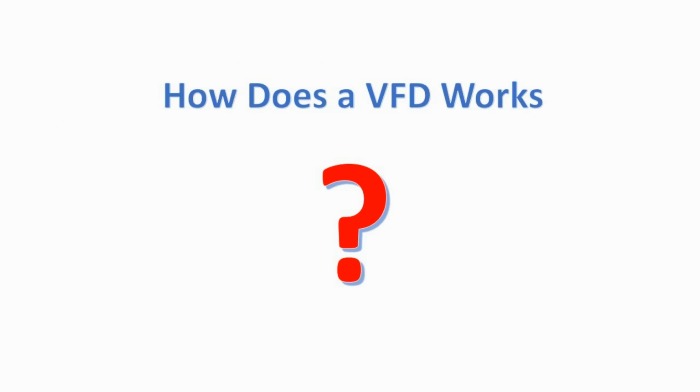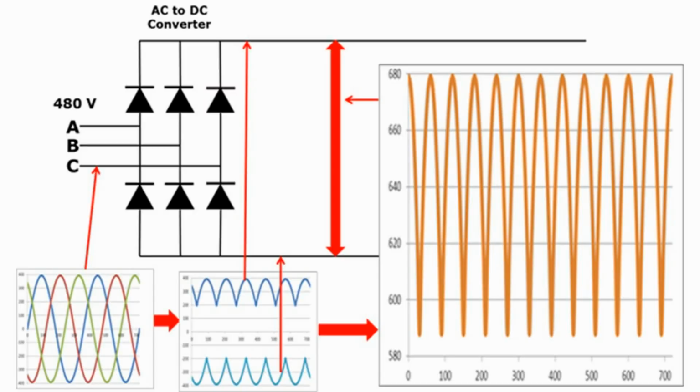Whenever a fresh graduate comes to an industry, the question they mostly ask is how the frequency and voltage of AC is controlled, or how does a variable frequency drive work. A VFD has three stages. First one is the converter. Second one is the DC capacitor bank. Third one is the inverter.